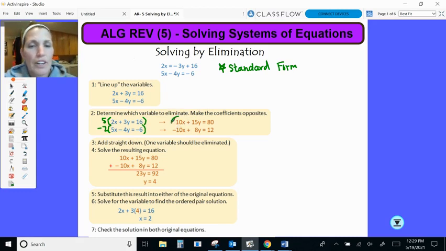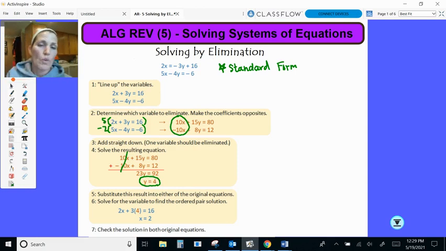Notice that these two right here are opposites, and that's our goal: we want the terms to become opposites, okay? Now we line them straight down and just add straight down. So 10x plus -10x is 0. 15y plus 8y is 23y. 80 plus 12 is 92. And then all I have to do here is divide by 23 on each side, and I get y equals 4.